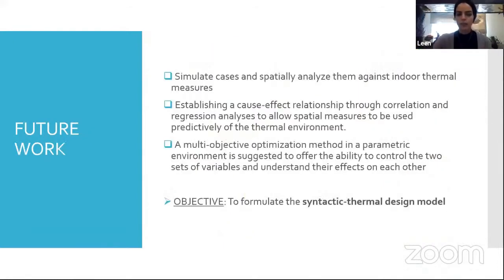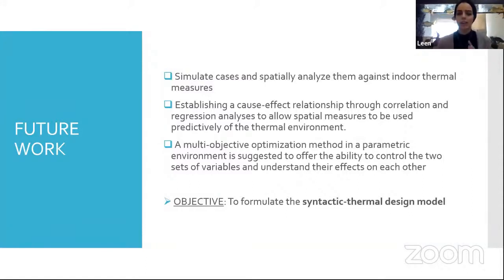For the future work, we need to validate this proposition, and we already started this work. We'll be simulating these cases spatially and analyzing them against the indoor thermal measures, establishing a cause-effect relationship to reach some sort of a mathematical relationship so that we can use these spatial measures predictively of the thermal environment.